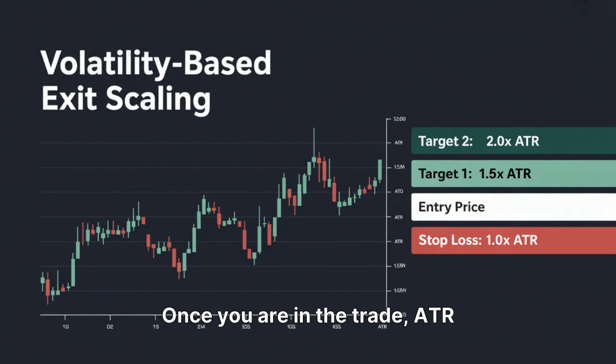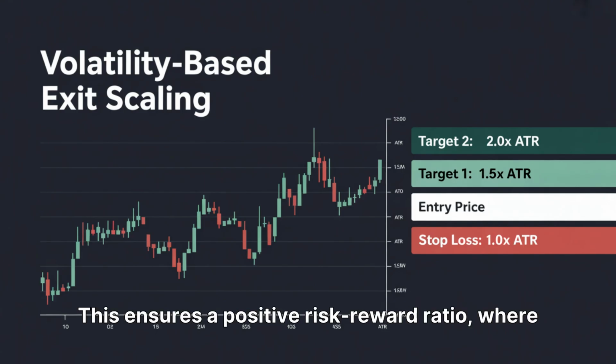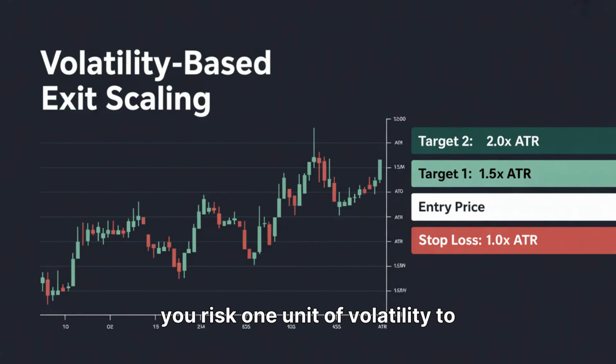Once you are in the trade, ATR becomes your exit manager. A standard rule is the 1 ATR stop loss, but for profits, we look for multiples. A primary target is 1.5 times the ATR. This ensures a positive risk-reward ratio, where you risk 1 unit of volatility to make 1.5.